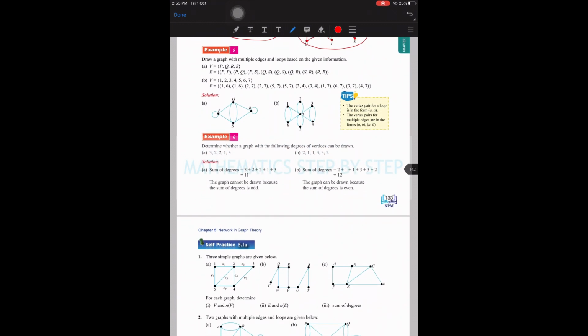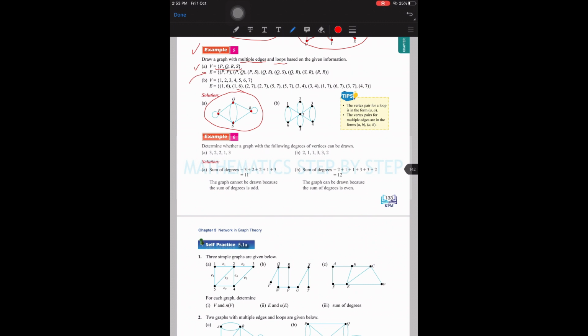So now let's go through this example 5 together. Draw a graph with multiple edges and loops based on the given information. Okay, so the set of vertices are P, Q, R, S. So we know there are 4 vertices and the vertices are named P, Q, R, S. So let's refer to the solution given. So P is here, Q is here, R is here, S is here.